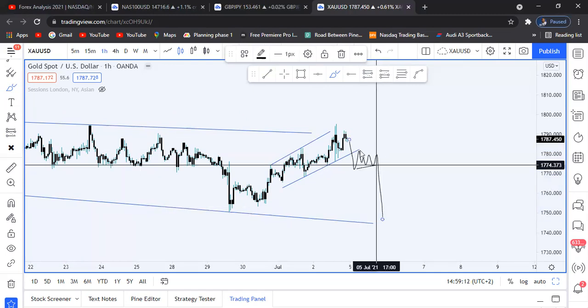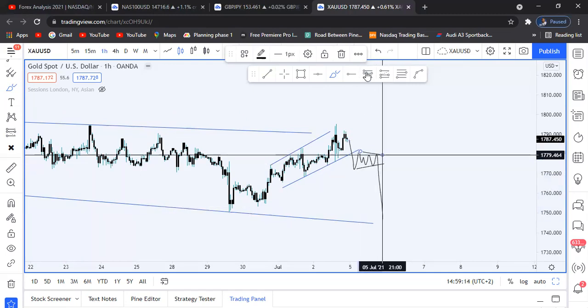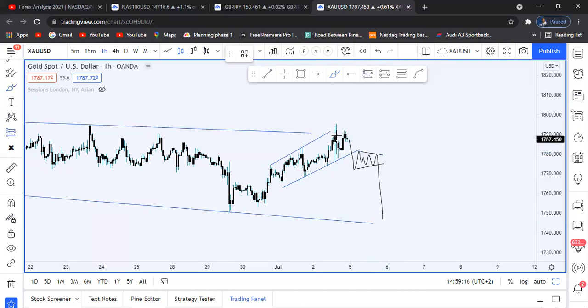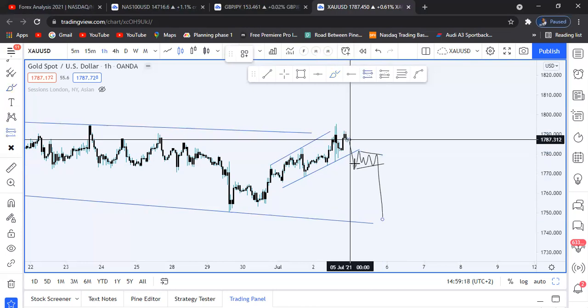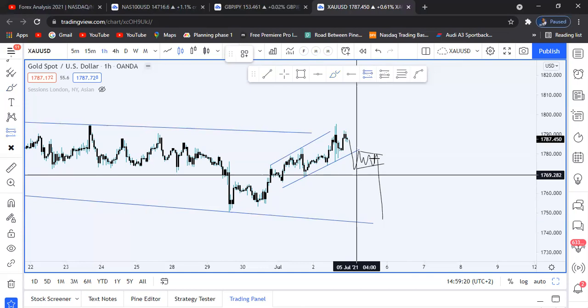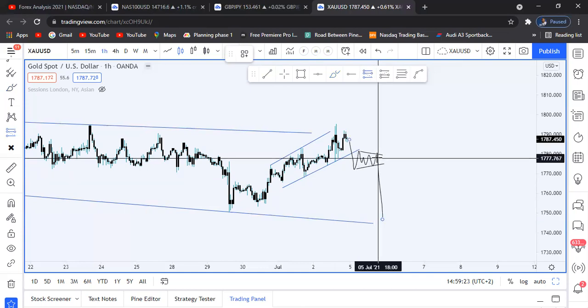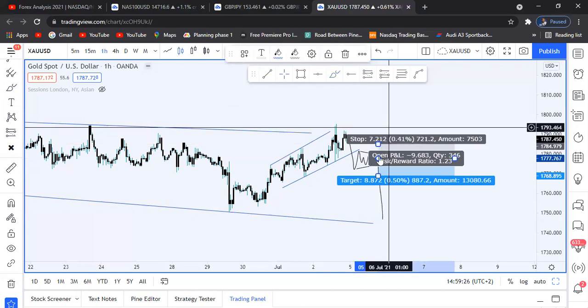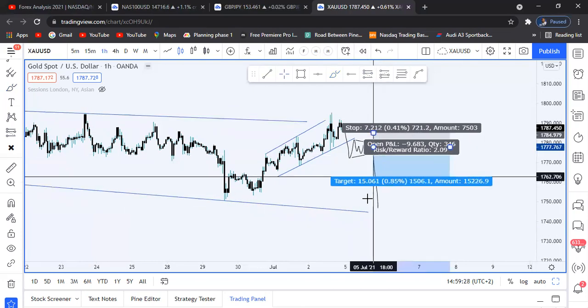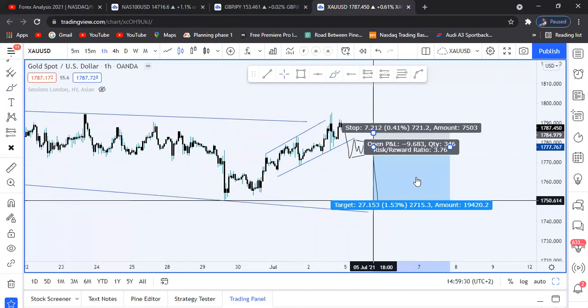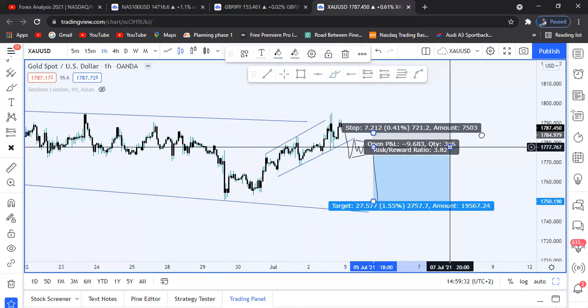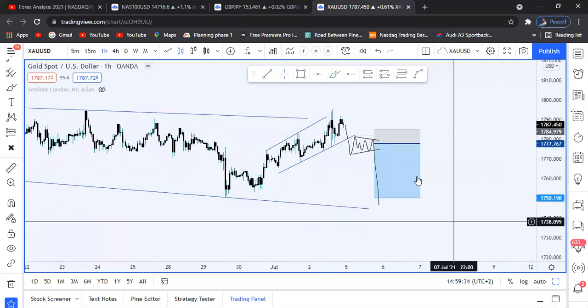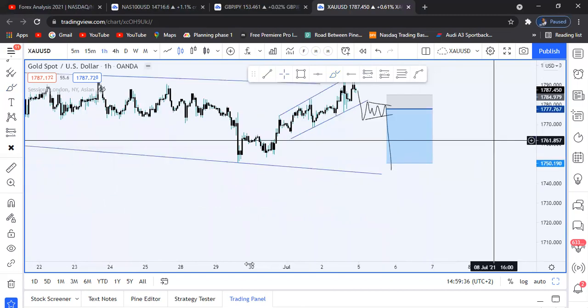So now we have two types of entries that we can take here. I really don't like to take it here at the top of the double top formation. I want to see this first push to the downside. Then I'm going to be taking a high risk entry here, putting my stop loss just above here to give it a little bit more room to breathe. And this is where I'm looking to have my first target, about 3.8%. That is a lot, guys.